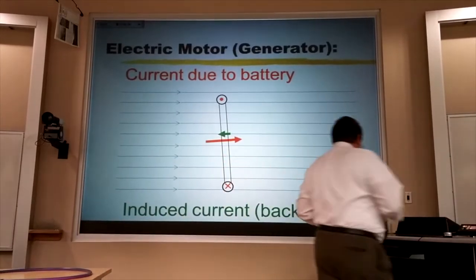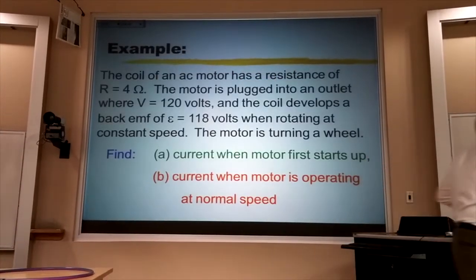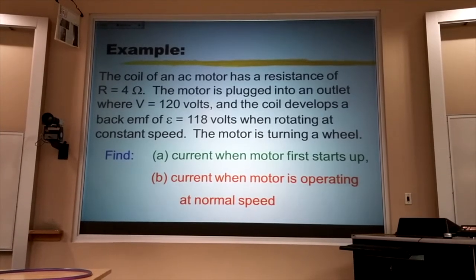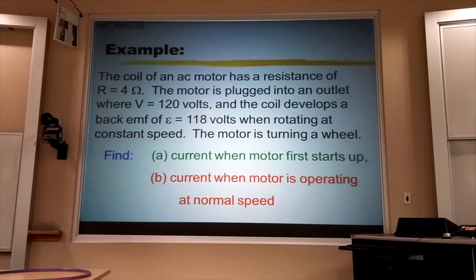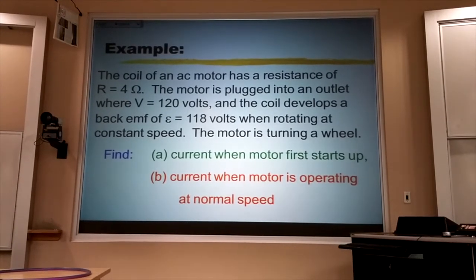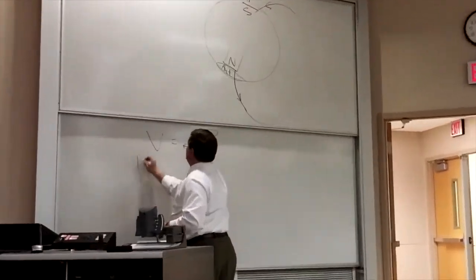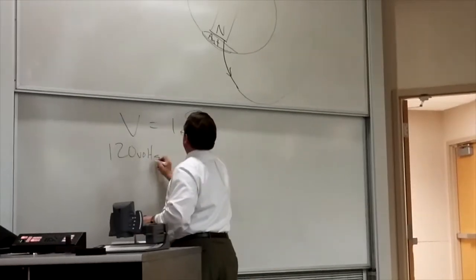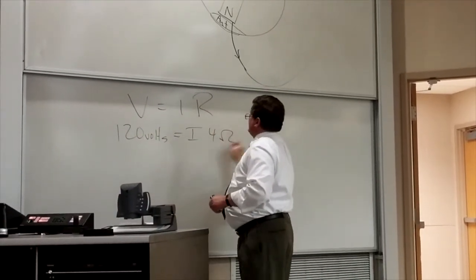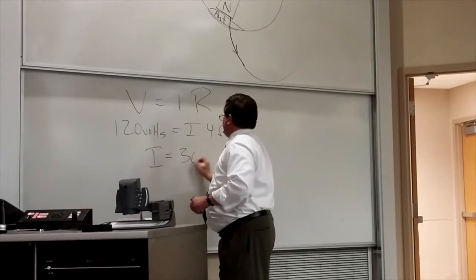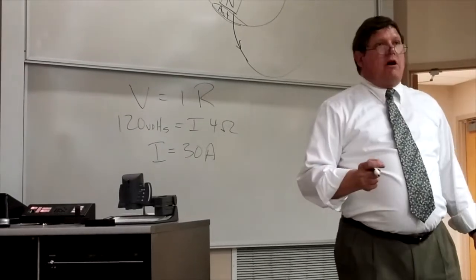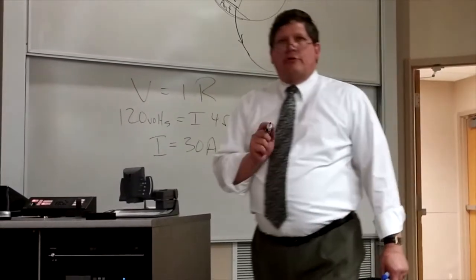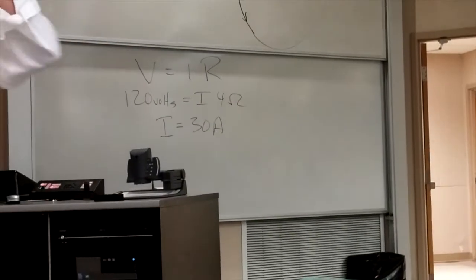Now, this is a feature. Let me explain what I mean by that. If I have a motor, and that motor has a coil with 4 ohm resistance, and I plug it into the wall, V equals IR, 120 volts with 4 ohms gives me a current of 30 amps. That's huge. You don't want 30 amps going through anything for very long. And it doesn't go through the motor for very long, just until the motor starts turning.